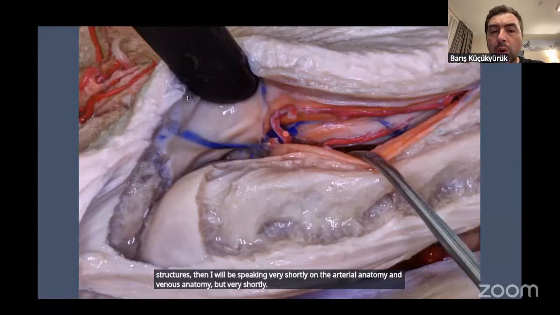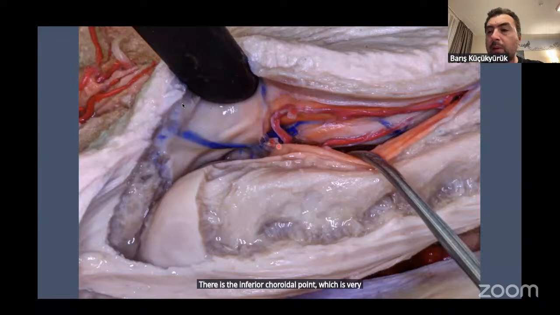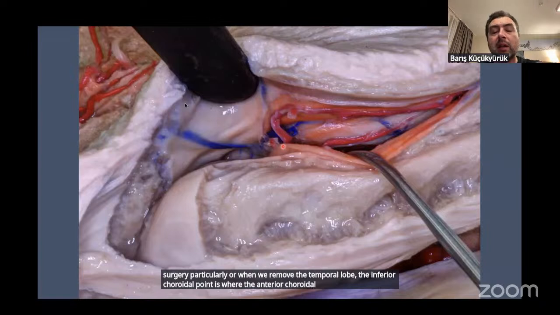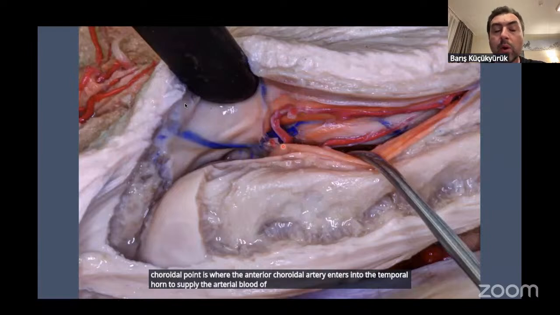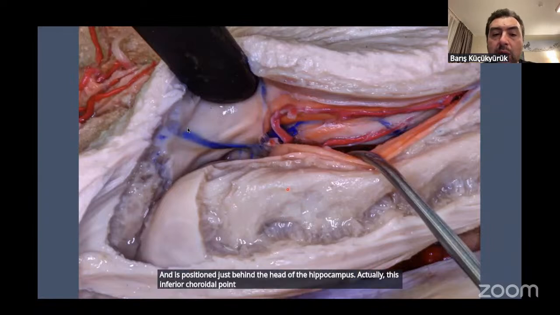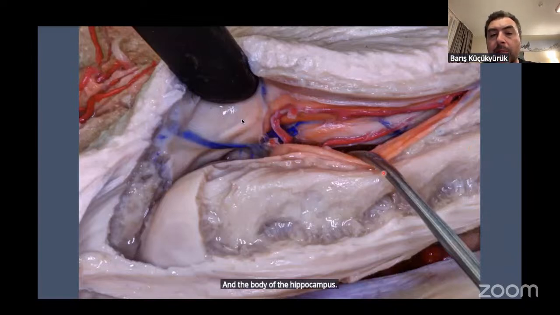There is the inferior choroidal point, which is very important in epilepsy surgery particularly, or when we remove the temporal lobe. The inferior choroidal point is where the anterior choroidal artery enters the temporal horn to supply the arterial blood of the anterior choroid plexus. The inferior choroidal point is located at the lower end of the attachment of the choroid plexus here, and is positioned just behind the head of the hippocampus. Actually, this inferior choroidal point is the limit between the head of the hippocampus and the body of the hippocampus. There I depress the fimbria of the fornix down.